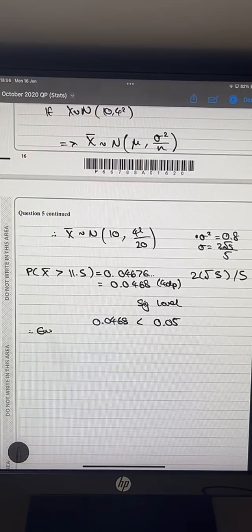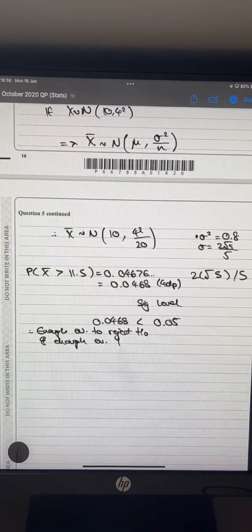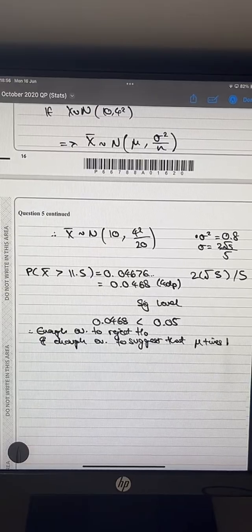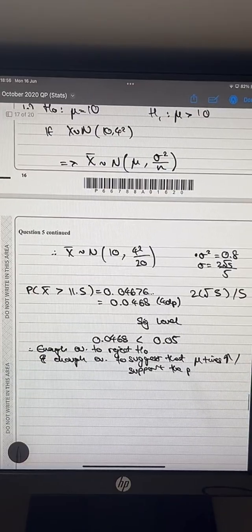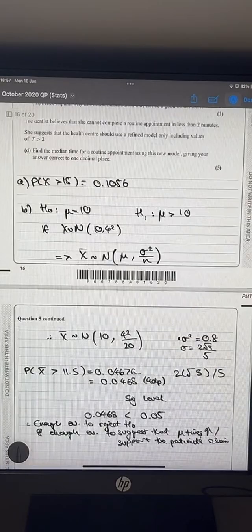Therefore, there's enough evidence to reject the null hypothesis and enough evidence to suggest that the mean times have increased, or you could say to support the patients' claim. So that's how you would hypothesis test for a normal distribution.